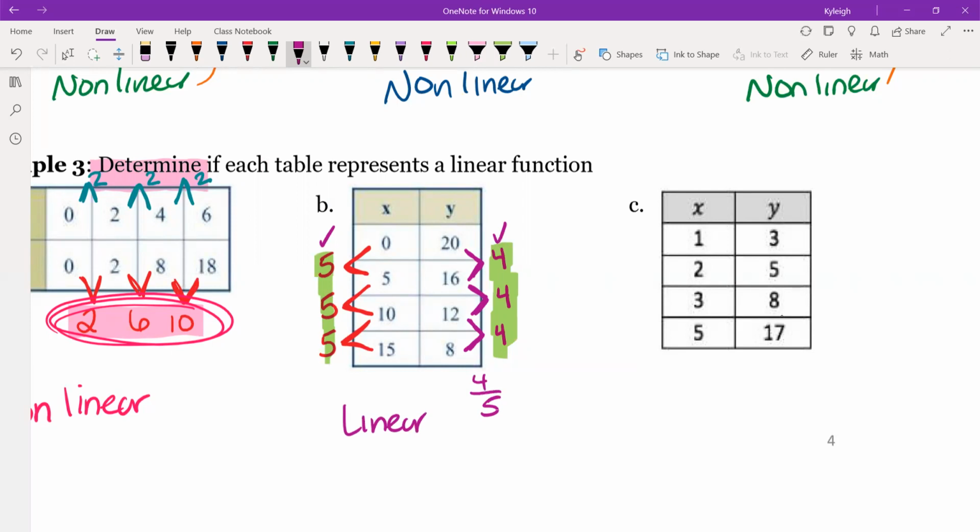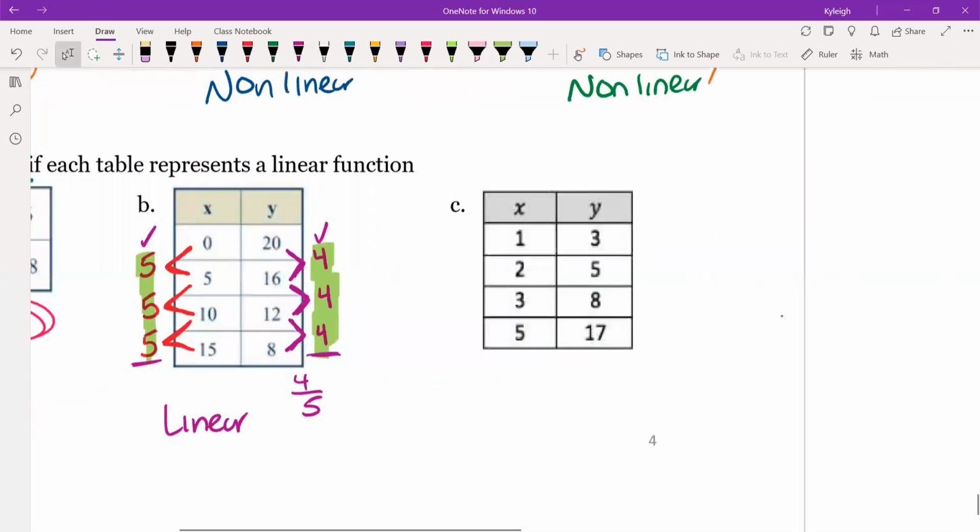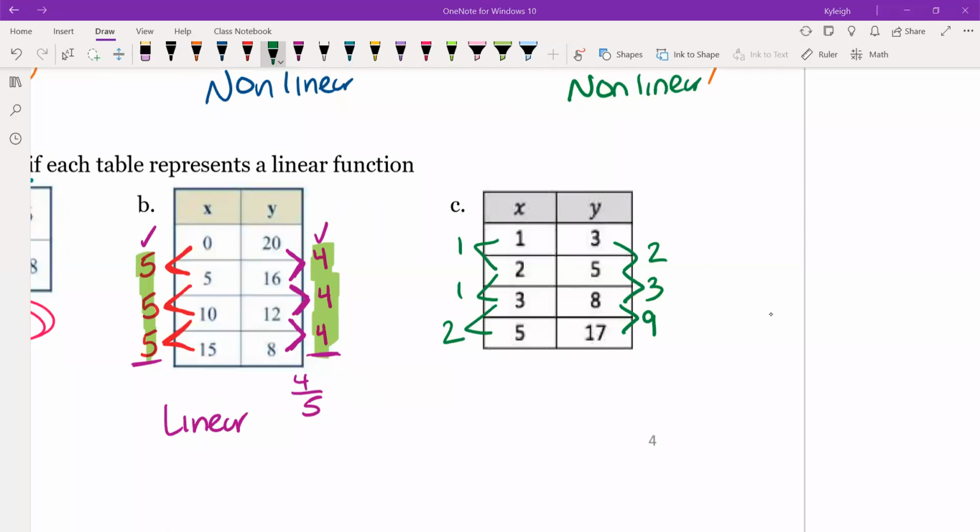Okay, so again, notice the difference. This one over here, not the same numbers, but these ones and these ones are the same numbers all the way throughout. So I want you to try C and figure out if it's linear or not. All right, so when I found the difference, I got 1, 1, 2, 2, 3, 9. Are these numbers the same or are these numbers the same? The answer is hopefully no to both of them. So since they're not the same, it's non-linear.